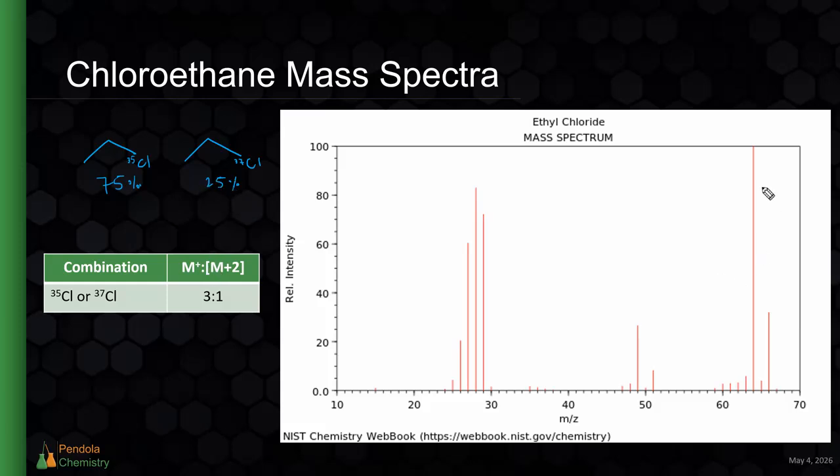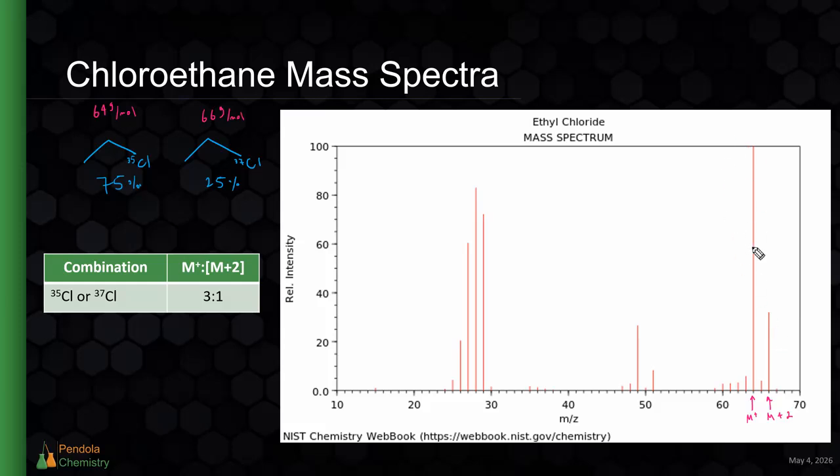Meaning that if we look here towards the end, we're going to see the M plus peak, and remember that's going to be the highest one towards the right. So we see here, this right here is the M plus peak at 64, because the molar mass of this is 64 grams per mole. And then 2 down from that, we see the M plus 2 peak, which has a molar mass of 66 grams per mole, because the chlorine here has 2 more grams per mole than the isotope chlorine-35.